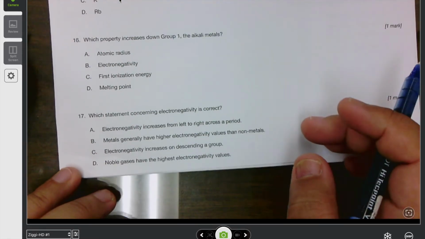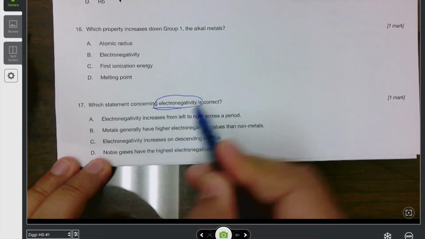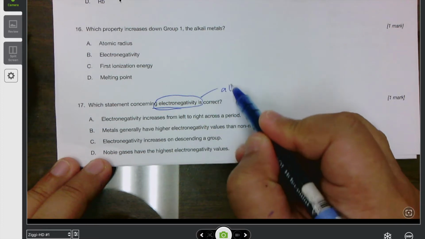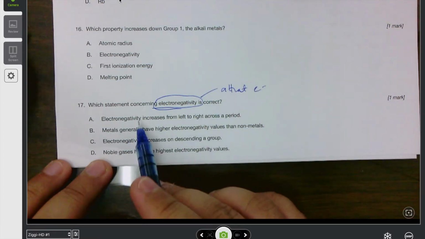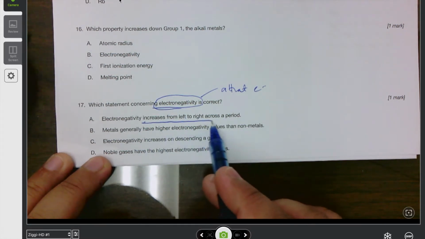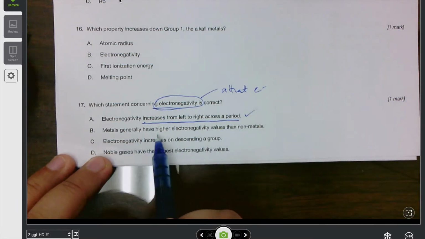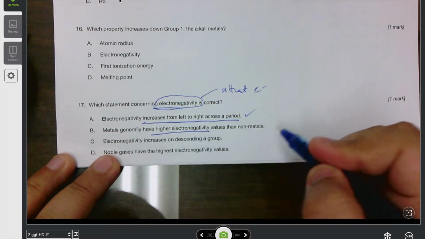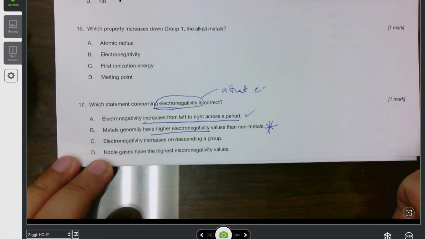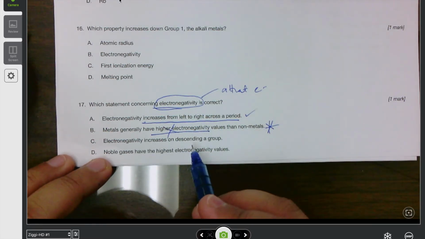Okay, so 17. Which statement concerning electronegativity is correct? Electronegativity is the ability to attract electrons. Electronegativity increases from left to right across a period. That's correct, because nonmetals attract electrons, right? Metals generally have high electronegativity. No, they don't like electrons. It's wrong.